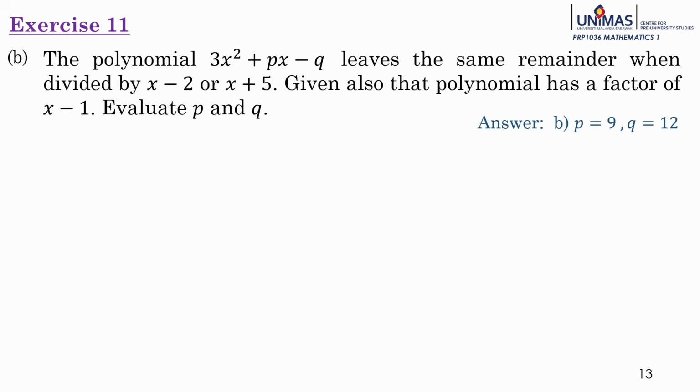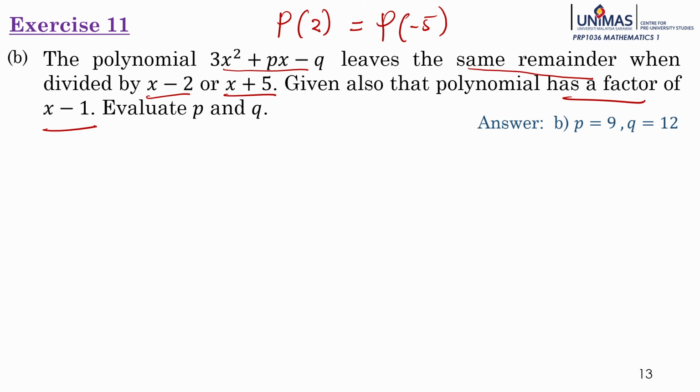Let's see exercise 11. The polynomial, this one, leaves the same remainder when divided by x minus 2 or x plus 5. So that means when we substitute the value of 2, it is equal to when we substitute the value of negative 5. This is the first equation we get. Given also that the polynomial has a factor of x minus 1, evaluate p and q.